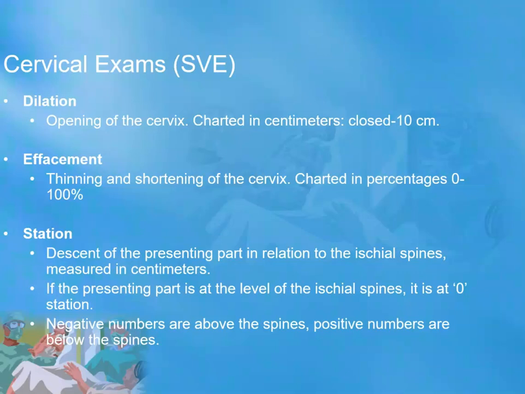So if the baby's higher than the ischial spines, it's in a negative plane, and it goes -1, -2, -3, -4 is really high, okay? If the baby's presenting part is below the ischial spines, it's +1, +2, +3, +4, the baby's out, okay? So we've got to think about that again, that negative plane, that positive plane, and that neutral plane being those ischial spines. If that presenting part is there, then we consider that 0 station.